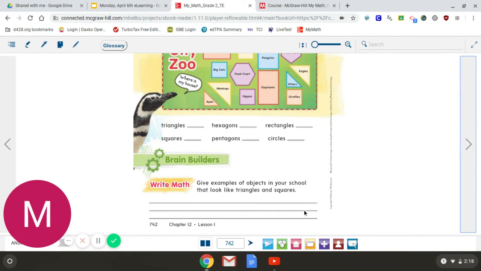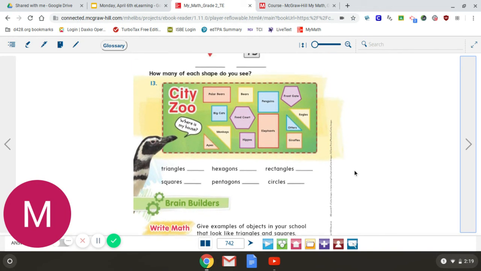And for our brain builder down here, for our MyMath, I want you to give some examples of objects in your school. So at Littlejohn, think about what you see every day that looks like triangles and squares. It could be in our classroom, it could be in the library, anything that you see at school that looks like triangles and squares. Okay?